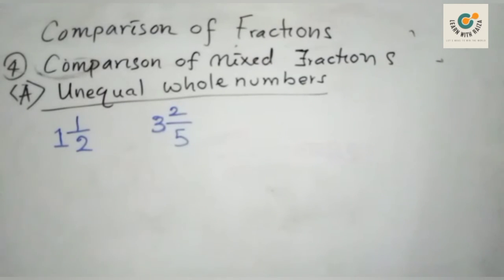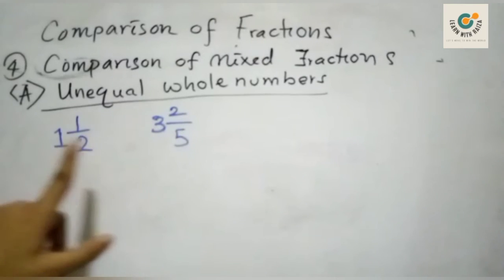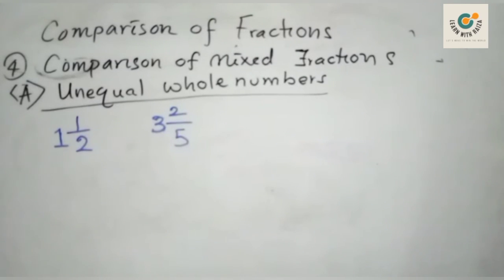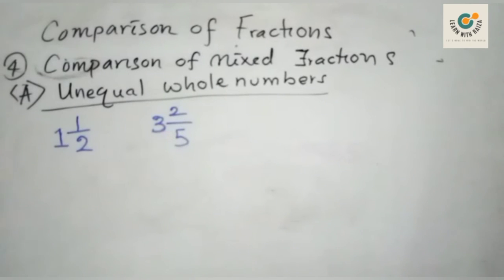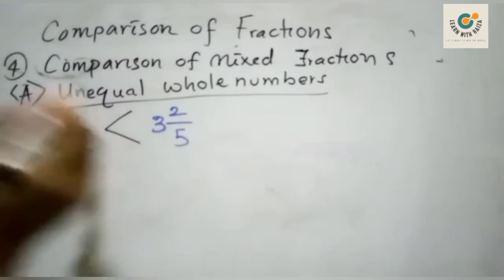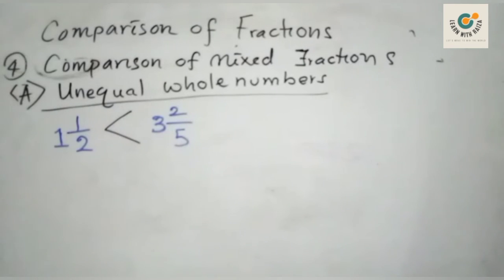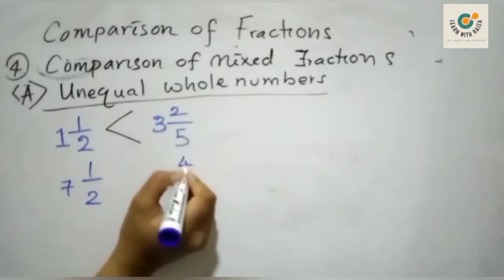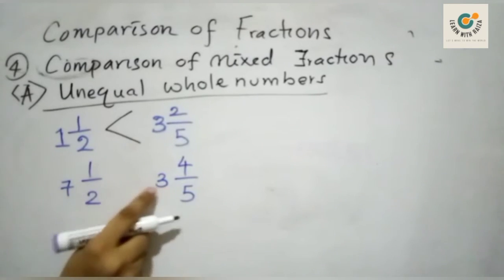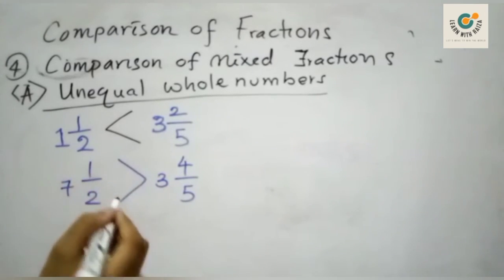So how do we compare two mixed fractions with unequal whole numbers? First of all, examine the whole numbers. If the whole number parts are unequal, the mixed number with the greater whole number will be the larger fraction, like this. By observing itself, you can decide it, because you understand the larger number is 3, of course. So when you have unequal whole numbers, you can compare the whole numbers. Here see, next example, 7 5 over 6 and 3 4 over 5. Observe well, the larger whole number is 7. So this is bigger, right?